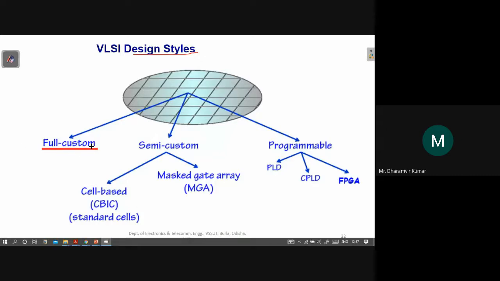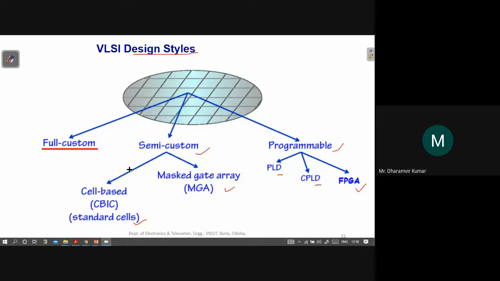For example, full custom, semi-custom, then programmable. In semi-custom, we have standard cells based. Then we have mask gate array based method. Then we have FPGA on one hand, we have CPLD, then we have PLD. All of these have different kinds of design flow. All of these are different kinds of design styles.